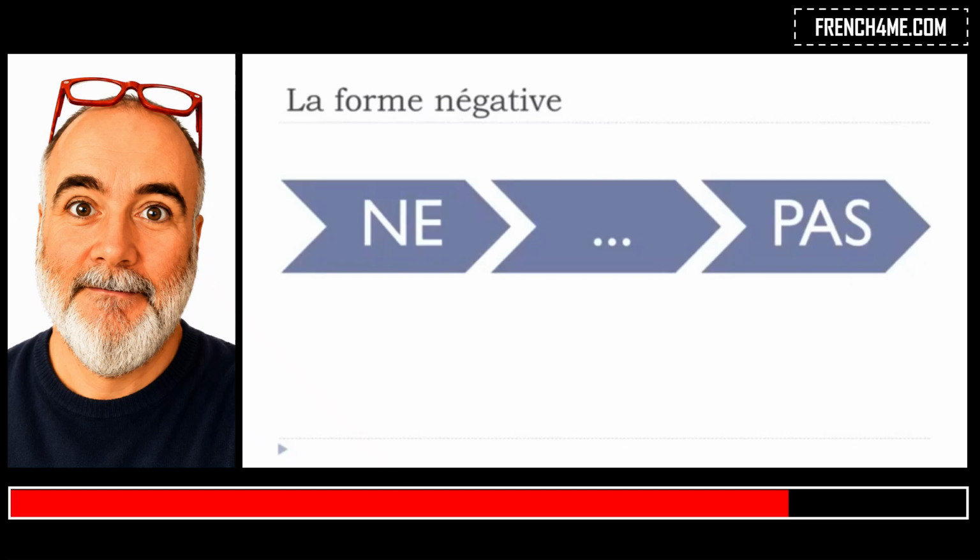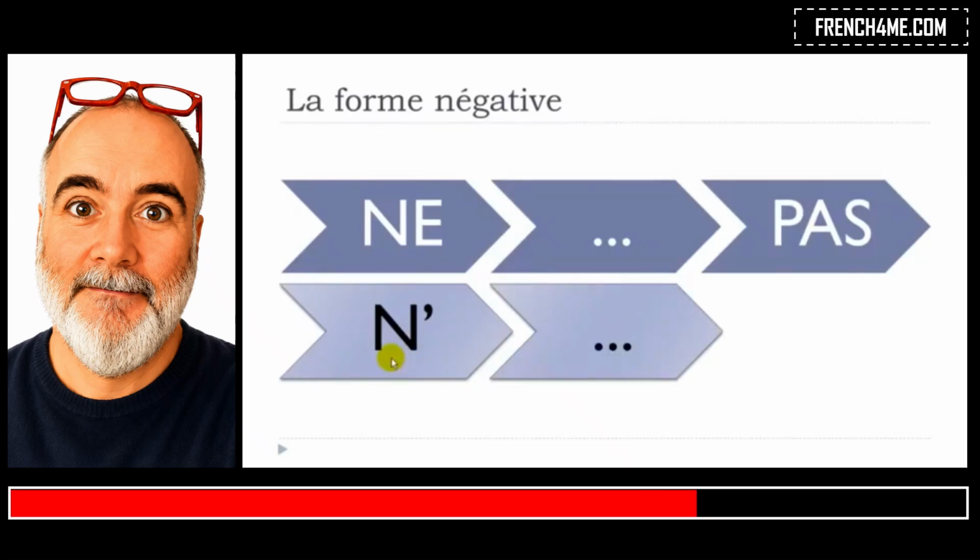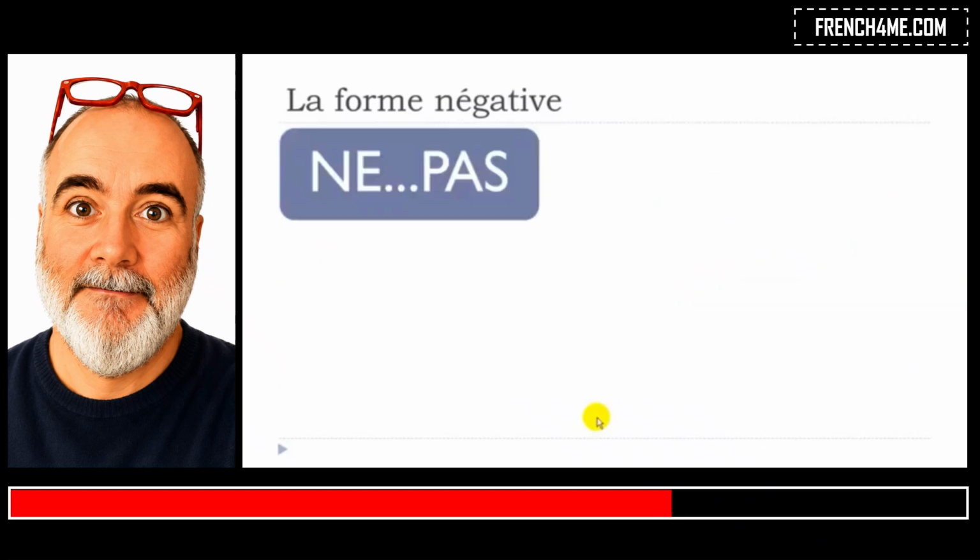Remember one thing: in some cases we will have verbs starting either with a vowel or with h plus a vowel, and in French h is not pronounced. So for these verbs, the e of ne will have to disappear and it will be written like that, n apostrophe. Then will come the verb, and after that doesn't change, it will be pas. All right, so let's see a few examples now.